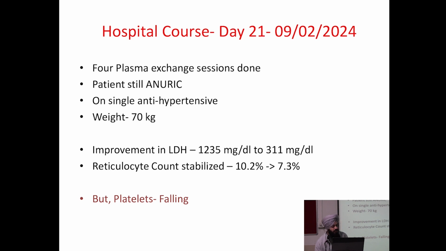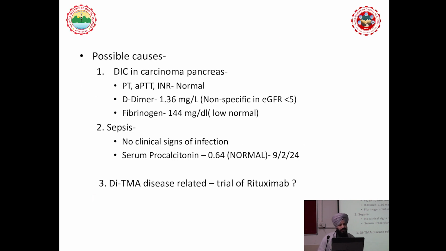But the next issue was the platelets were on a falling trend, for which the possible causes of DIC were kept. Initially in carcinoma, DIC as a part of pancreas was kept, but ruling that out was again repeated with normal coagulation profile. Although D-dimer this time was slightly on the higher side, that's non-specific once the eGFR is less than 5. And fibrinogen levels are on the lower side, with normal being 150.